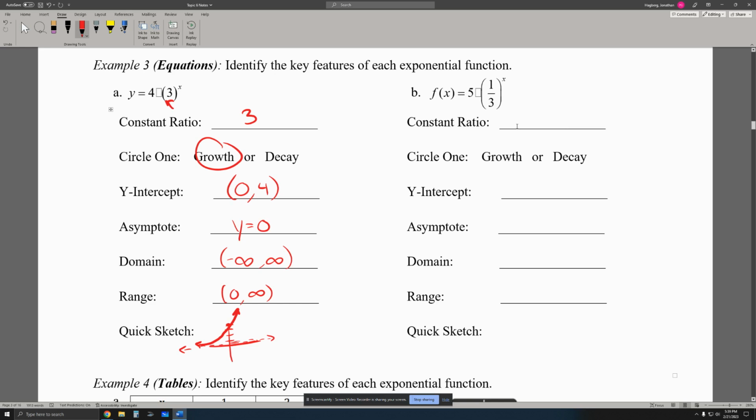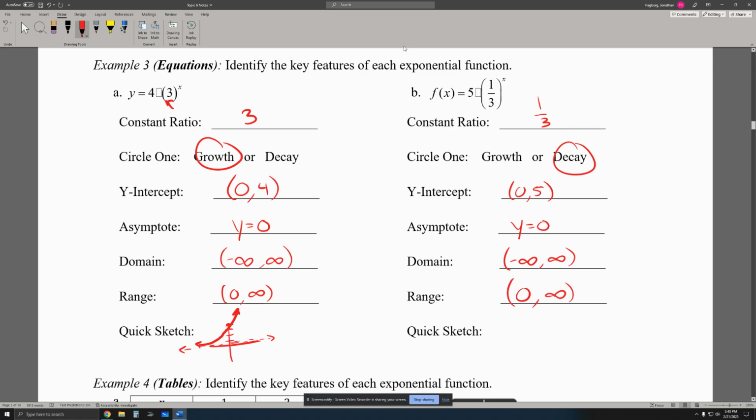Okay, so letter B. Here we have f of x. The constant ratio is that exponential base, here 1/3. Because 1/3 is less than 1, we know that this function is exponential decay. The y-intercept is that initial value, so as an ordered pair, (0, 5). The asymptote is the y value that the function approaches but never reaches, y equals 0, and that's the equation for the horizontal line. The domain is, again, from negative infinity to infinity. That's true for all exponential functions. And then finally, the range is everything above that asymptote, or 0 to infinity.